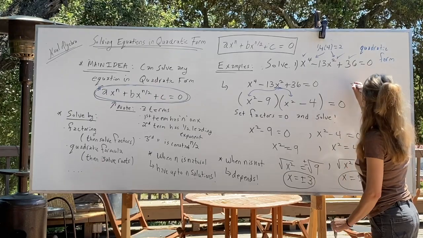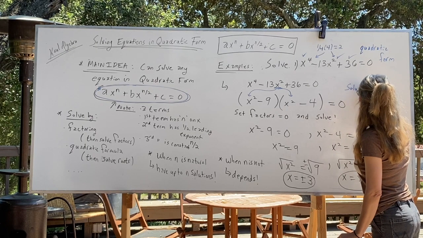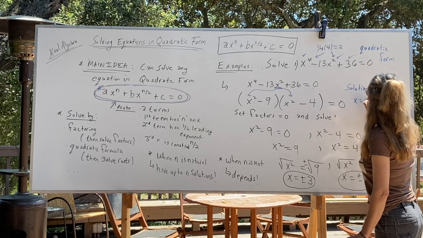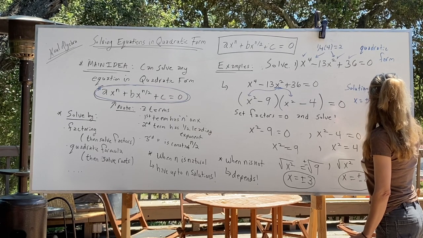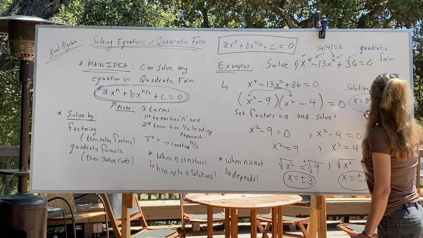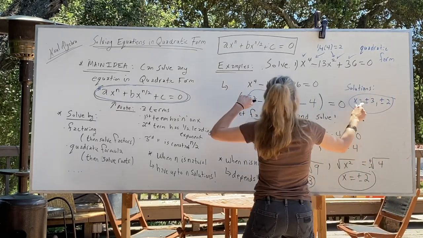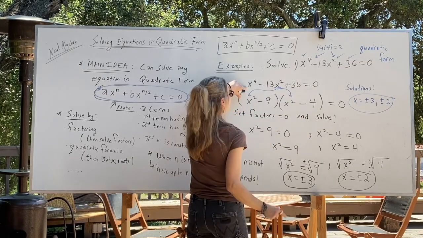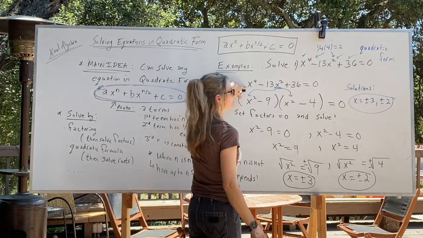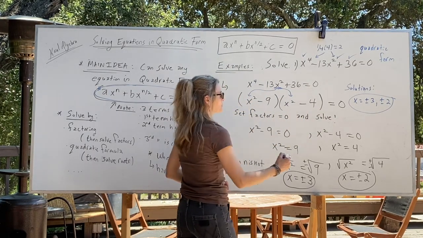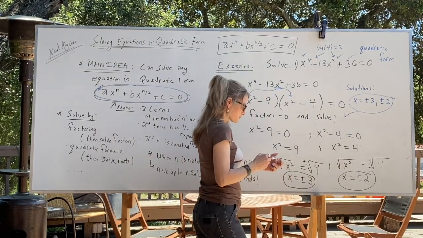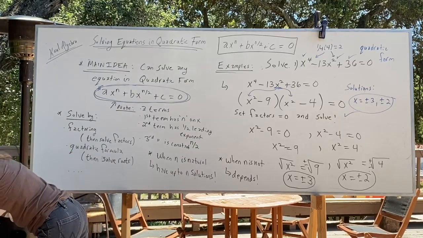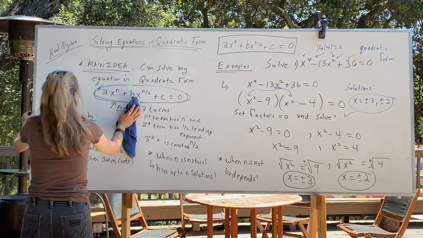So my solutions are going to be x equals plus or minus 3, plus or minus 2. And you could check those. You could plug in positive 3 here and here and check that you get 0 equals 0. Minus 3 as well, positive 2 and minus 2. And that should work. So there's our first example. And we're going to move up to a few more complex ones.